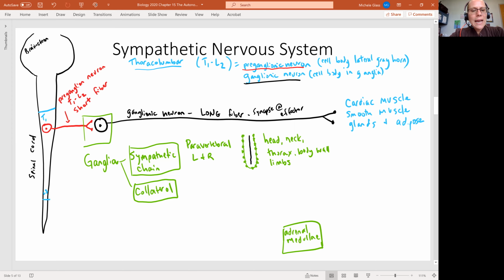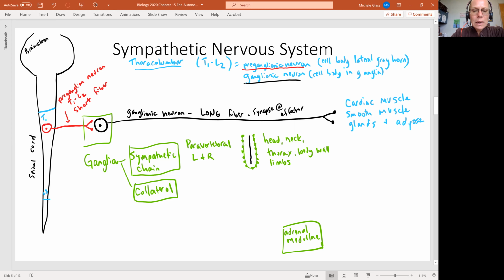And so what we're seeing happening is you have, on either side of the spinal cord, this arrangement of sympathetic ganglia, and then those black ganglionic neurons are coming off of these beads and going out to these different parts of the body. So that's what that's talking about.